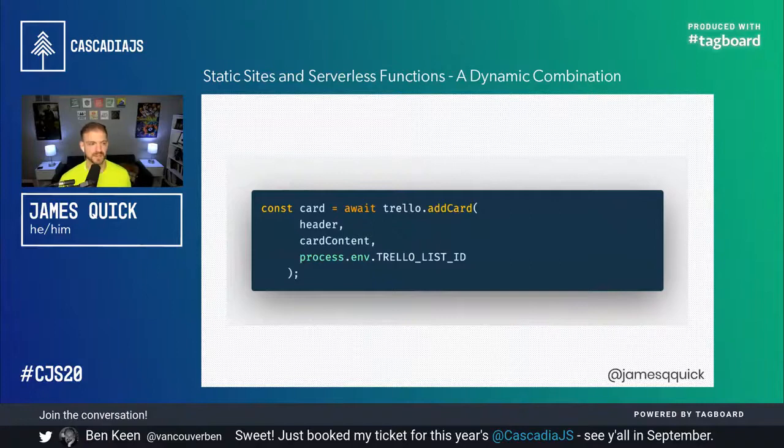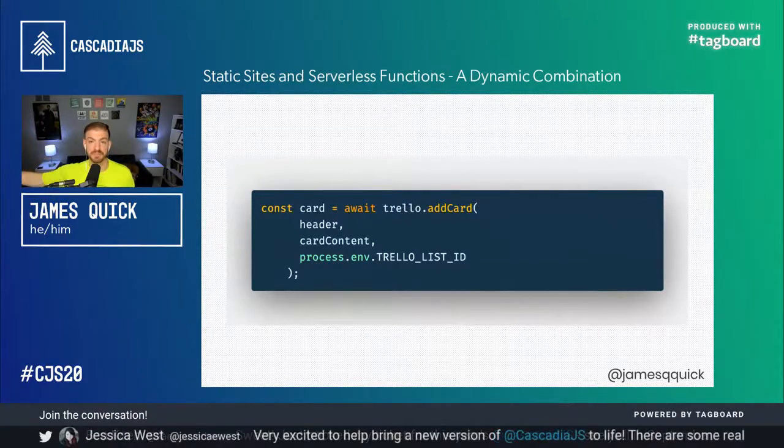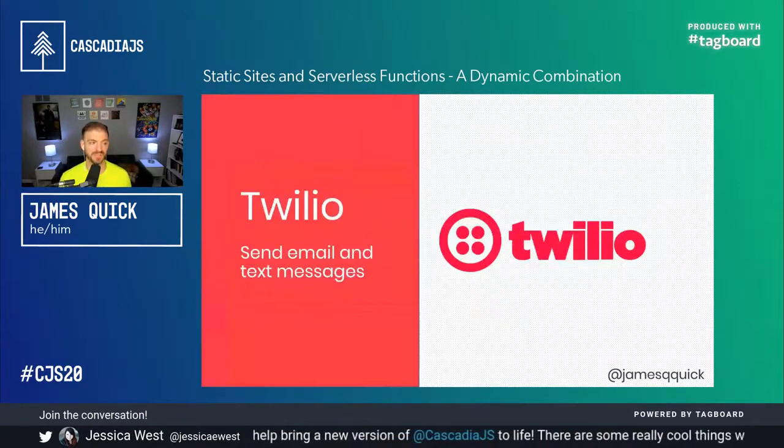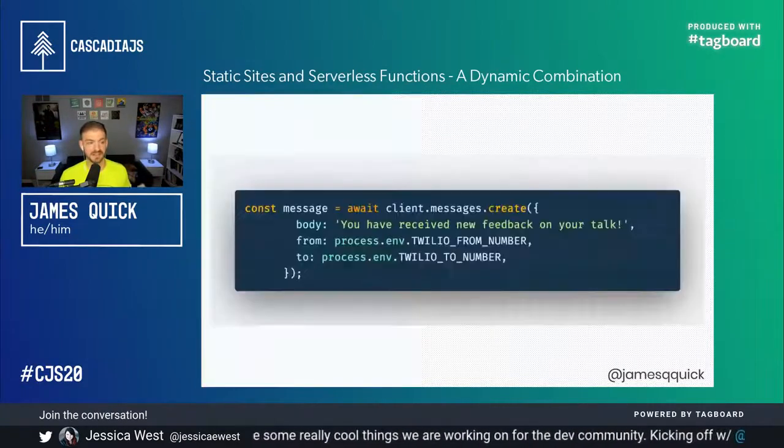Now, I mentioned that I also wanted to be alerted. So if someone adds a piece of feedback to a talk, I wanted to notify myself. So I jumped for Twilio. I am a Twilio champion, so I love sharing with people the coolness of Twilio. But with Twilio, you can send email and text messages. And so for myself, I decided when a new piece of feedback comes in, I would save that to the Trello card and then also go ahead and send a message to myself with this little code snippet here. And then I was looking for other dynamic things to do.